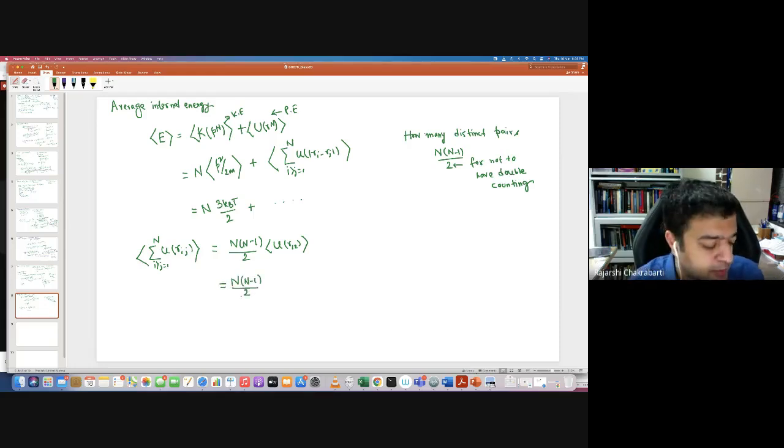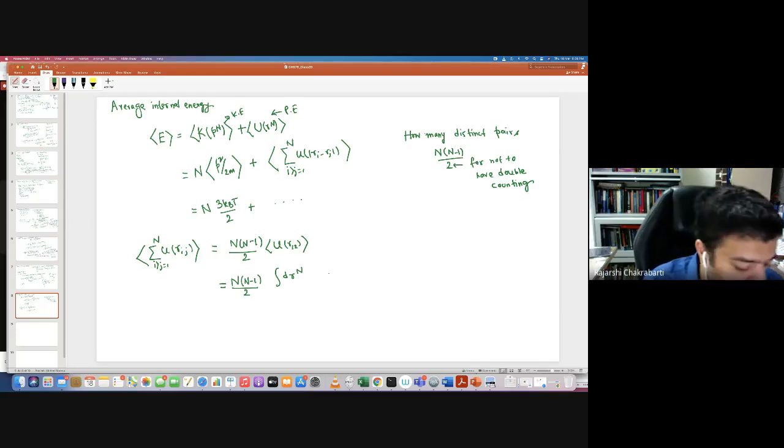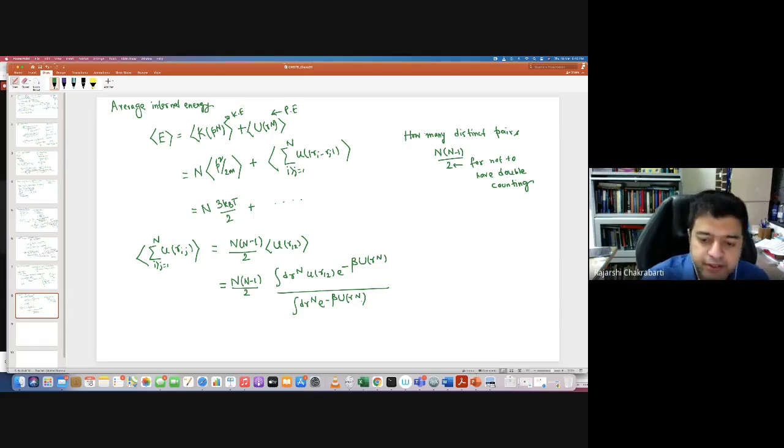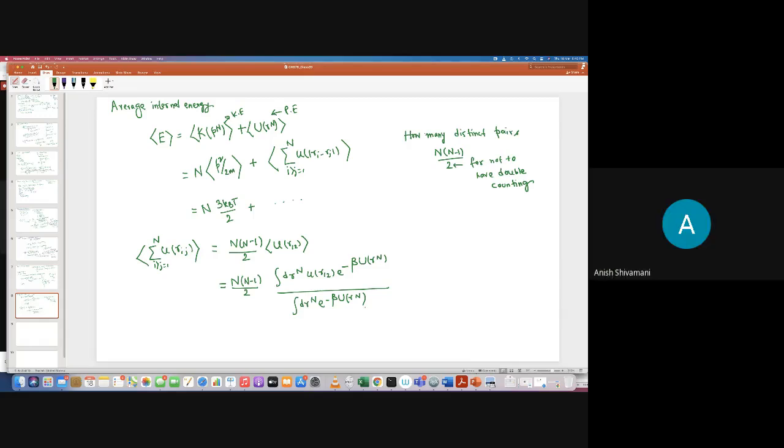Let me write down. Remember the expression for averaging? Yes, you know, because you have dr^N. I am not writing one, and it basically means that integral over all position coordinates into what? U(r1 to r2) e to the power of minus beta U(rN), isn't it? Yes. Divided by what? The integral dr^N e to the power of minus beta U(rN). What is this? This is your Z of N, isn't it? Yes. This is Z of N.